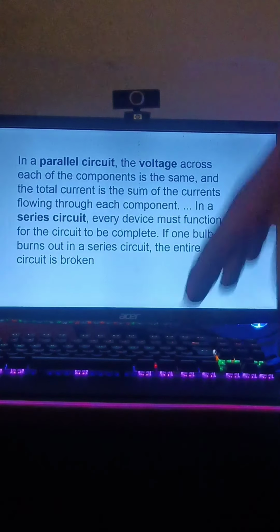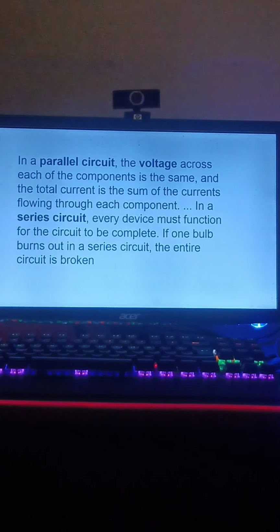So, the summary: in a parallel circuit, the voltage across each of the components is the same, and the total current is the sum of the currents flowing through each component. In a series circuit, every device must function for the circuit to be complete. If one bulb burns out in a series circuit, the entire circuit is broken.